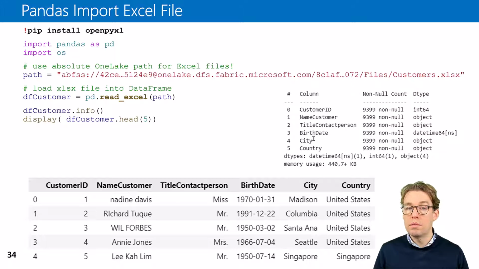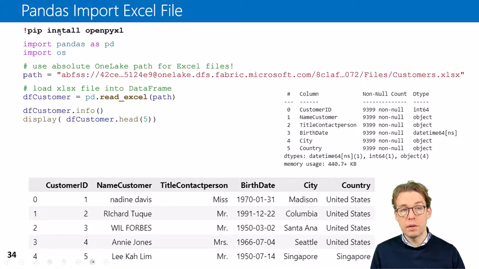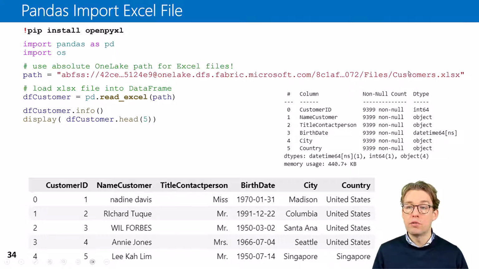What you can also do is import Excel sheets. Pandas works very well with Excel. You need a different package, openpyxl, and then you can specify the URL. It only works with the absolute OneLake path, I noticed. So the relative one doesn't work. But yeah, that's not really a problem. You can read Excel and then you can play around with it.